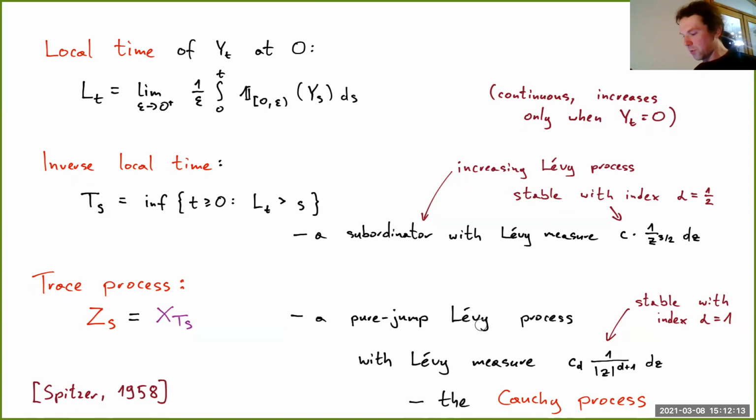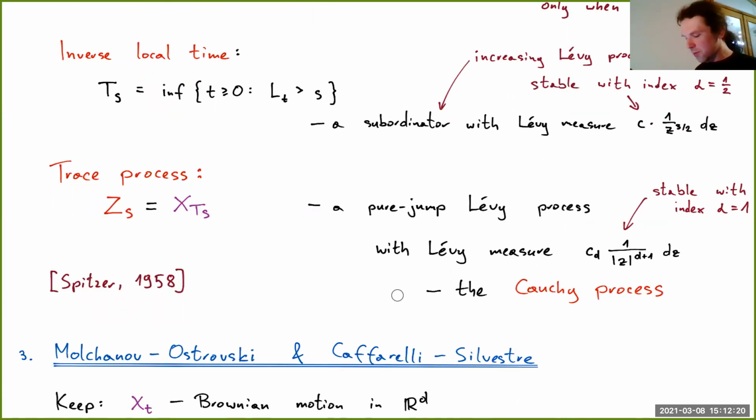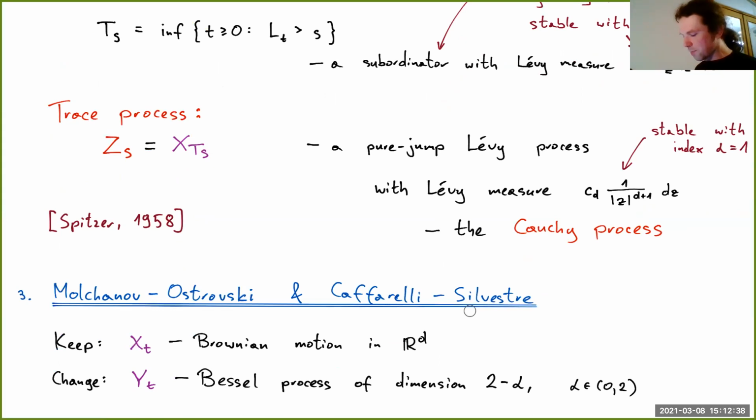So the third part will be about the famous extension due to Molchanov and Ostrovsky on the probability side and due to Caffarelli and Silvestre on the analysis side. So in the probabilistic language, we keep the same horizontal component. It's just the Brownian motion in R^d. But the vertical coordinate now is changed to what is called the Bessel process of dimension 2 minus alpha. That's a fractional number. Here, alpha is a real number between 0 and 2.